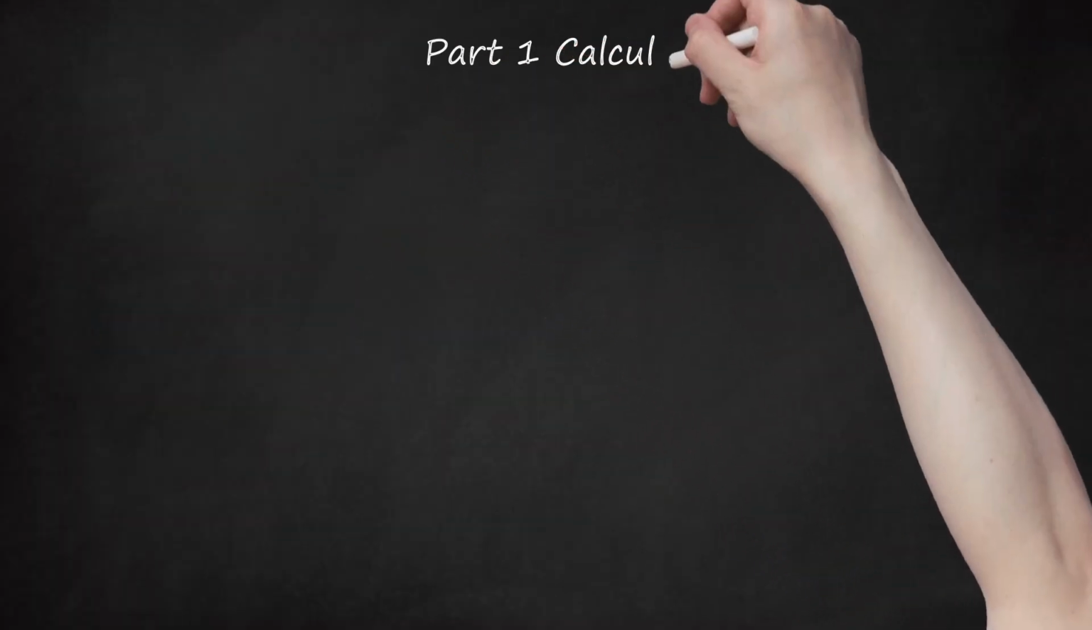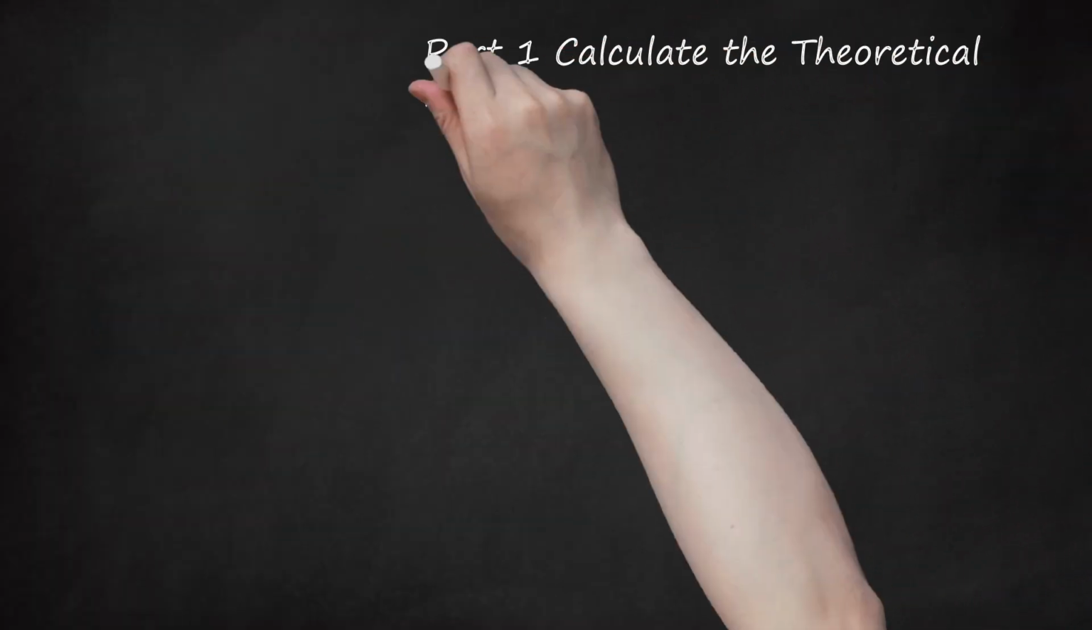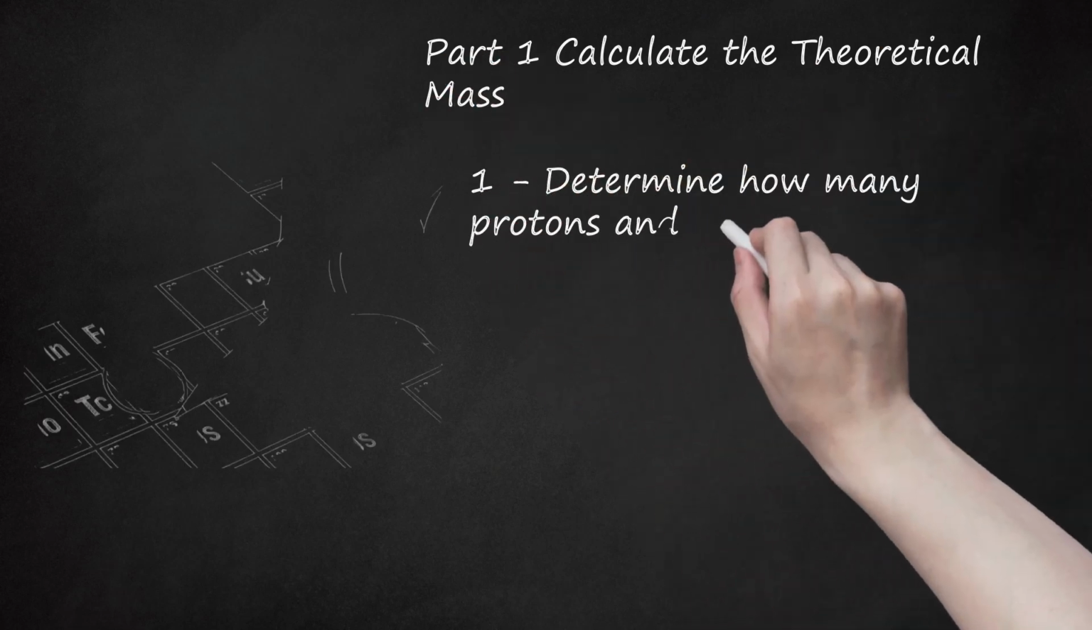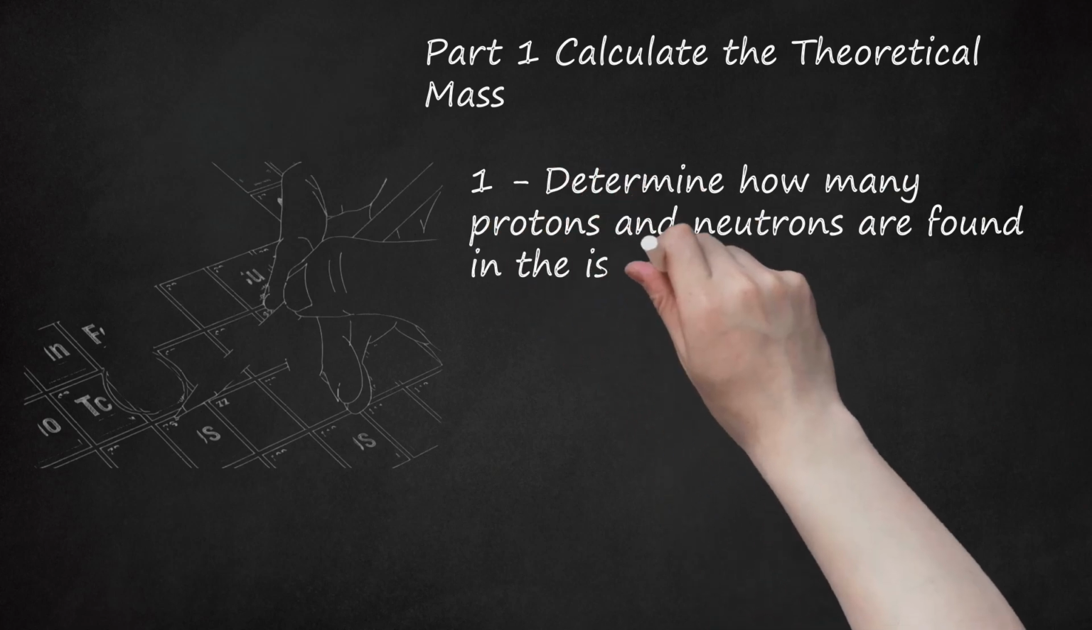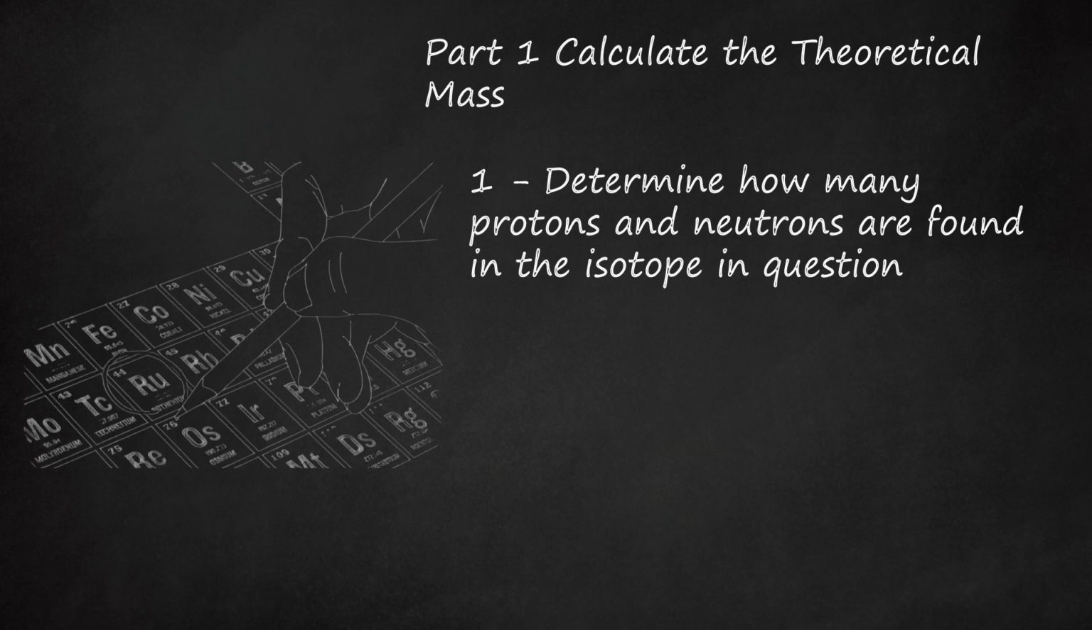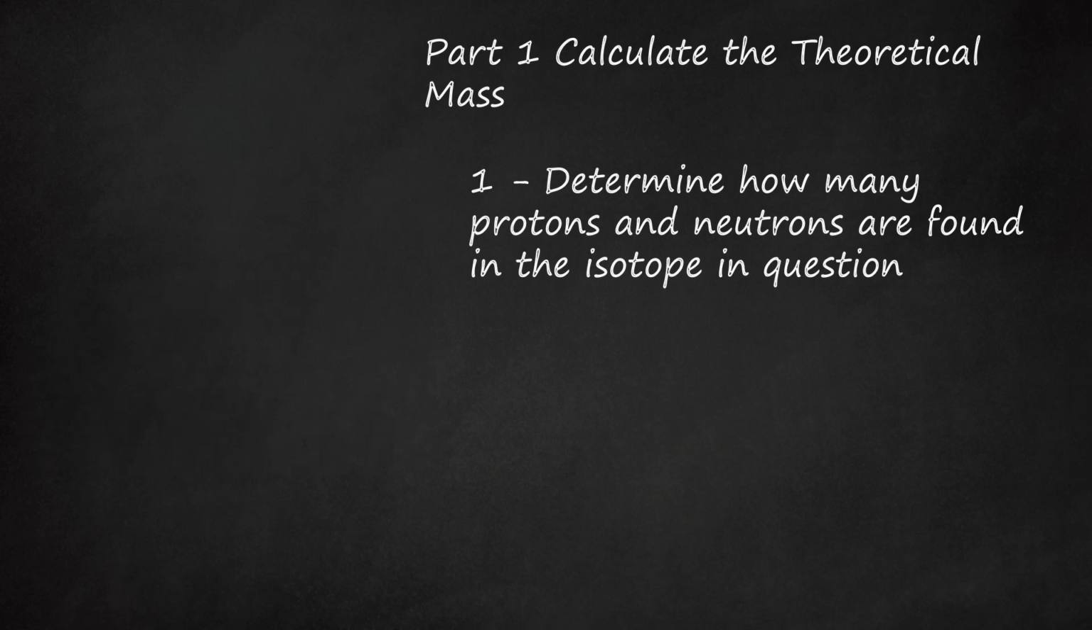Part 1. Calculate the theoretical mass. 1. Determine how many protons and neutrons are found in the isotope in question. Use a periodic table and remember that certain isotopes of an element may have a different number of neutrons.